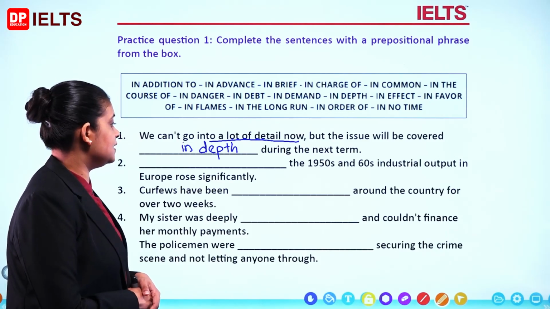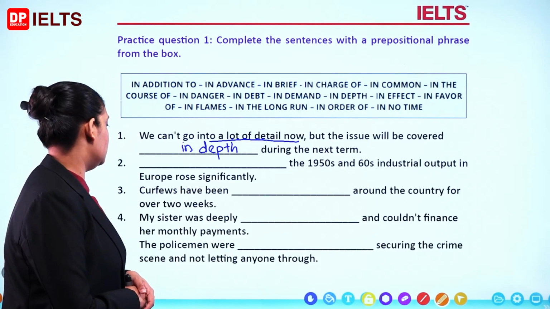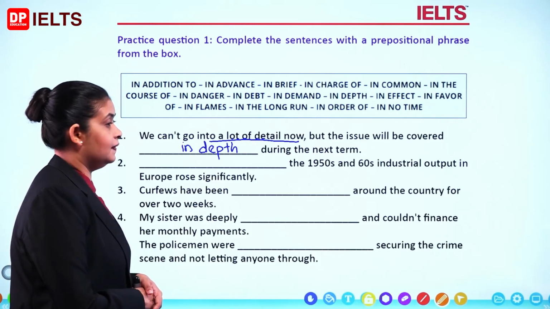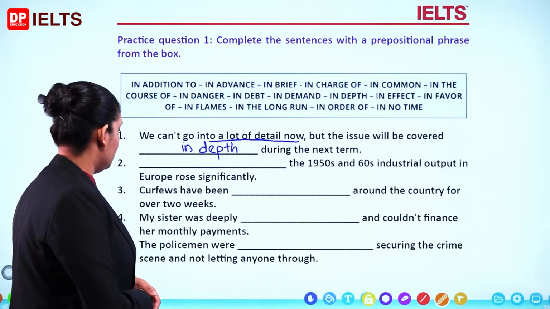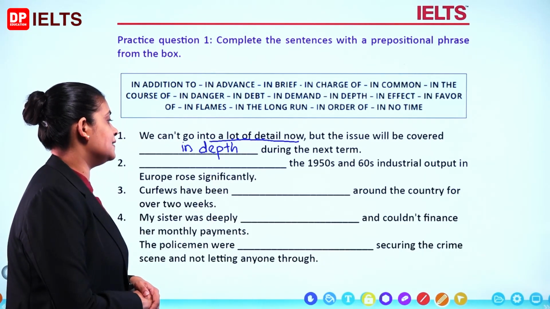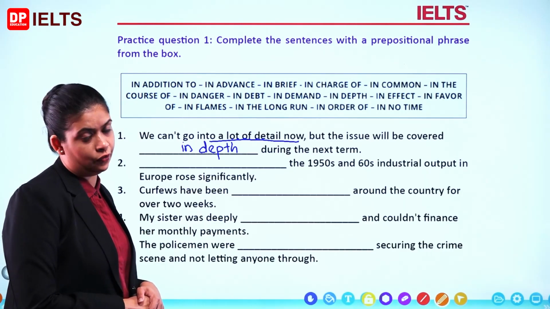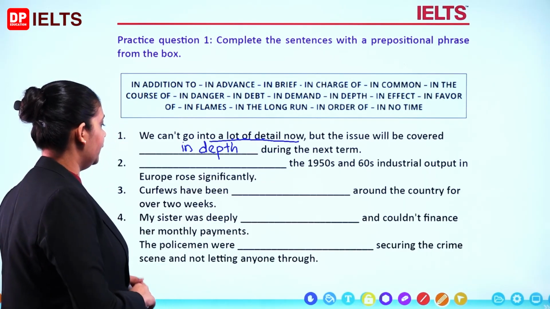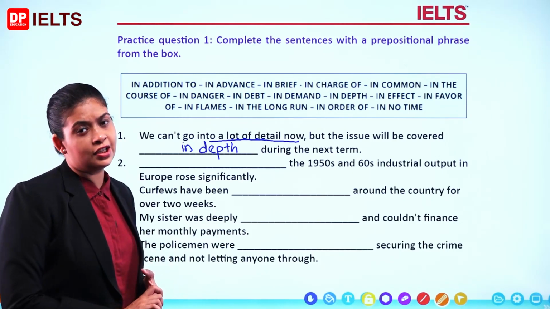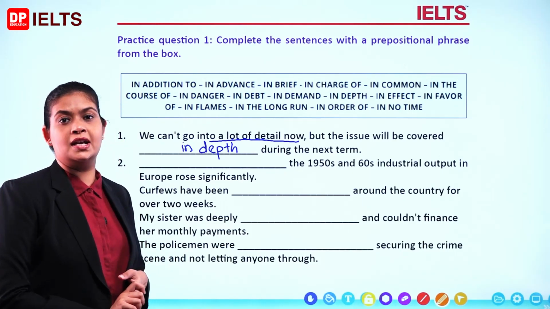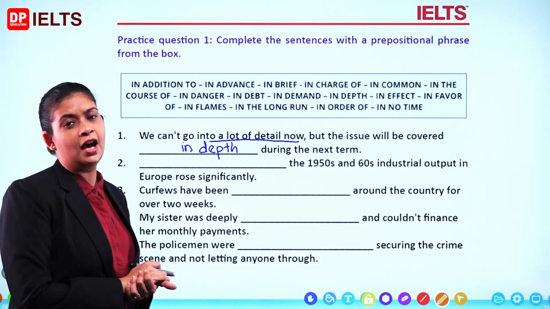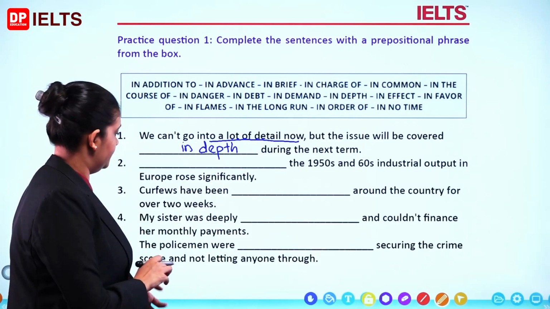My sister was deeply blank and couldn't finance her monthly payments. The policemen were blank securing the crime scene and not letting anyone through. Okay, so I'd like you to try it on your own and then I'll put up the answers so you could tick and see how many you've got correct.